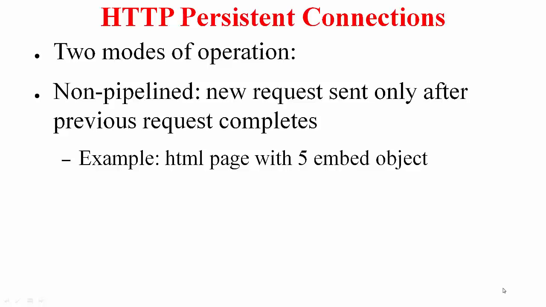Within this persistent connection also there are 2 modes of operation. One is non-pipeline, where the new request is only sent after the previous request completes. In other words, you open the TCP connection, you send the first request. Once this request finishes within the same TCP connection, you are going to send the second request. And once this finishes, you are then going to send the third request. Now, if you are using HTTP persistent connections and you want to download this HTML page which has 5 embedded objects, how many round trip times will it take? Assume the same assumptions as before.